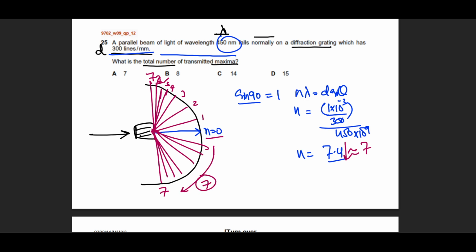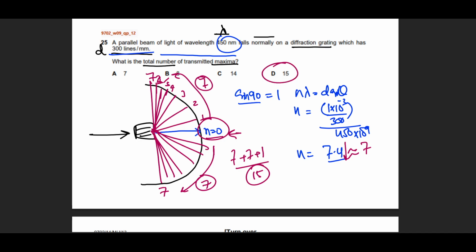So 7 on one side, 7 on the other side, and 1 at the center. So this will become 7 plus 7 plus 1, which is 15. Students generally ignore the central fringe. That is also a bright fringe. It starts from there. So this 15 will be the answer.